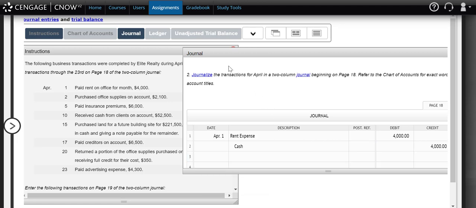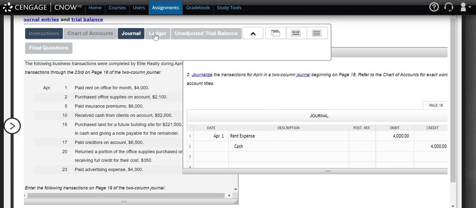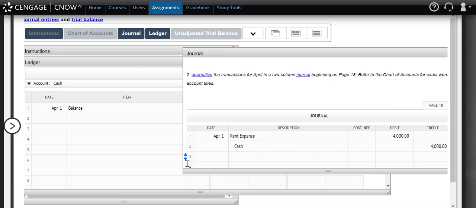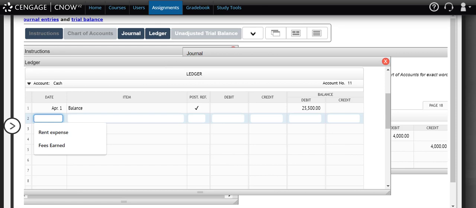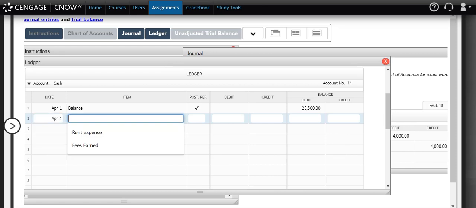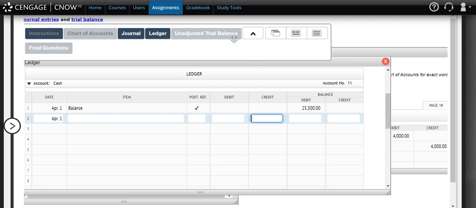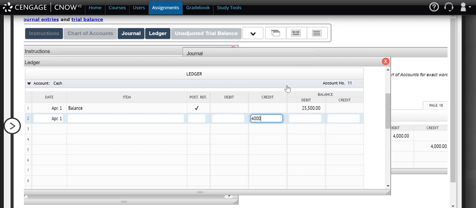As we record our transactions, we want to then post them to our ledger. So we open up our ledger again. Cash was involved. So on April 1st, cash was credited for $4,000. So on April 1st, we're going to leave the item column blank because that's only when we're dealing with a balance. And then in this first debit and credit column are where we're going to post what happened to cash on this specific day, on this specific transaction. And what happened to it? It was credited for $4,000.